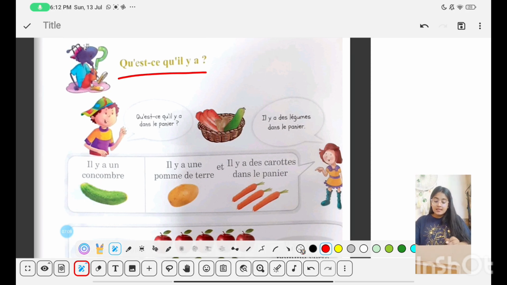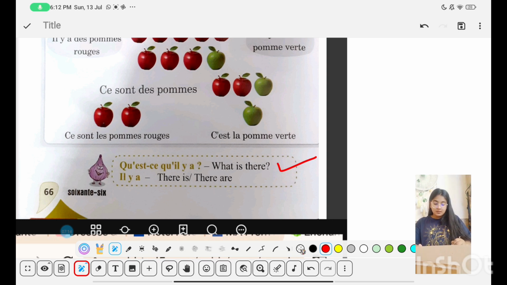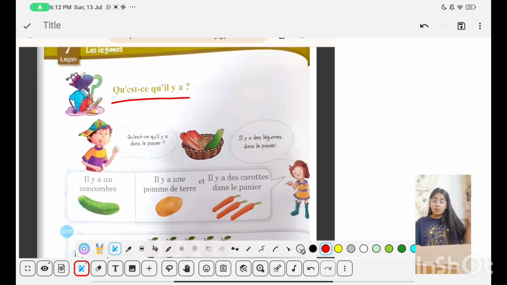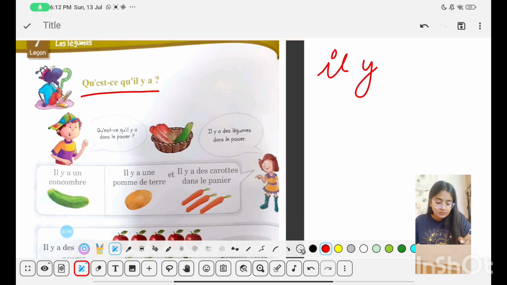Next, qu'est-ce qu'il y a? See here. What is there? Previous one was qu'est-ce que c'est? What is this? Now we are studying qu'est-ce qu'il y a? What is there? Okay. And when somebody asks us what is there, we reply there is a potato. There are some potatoes. So there are or there is. Il y a. This is how we write it.